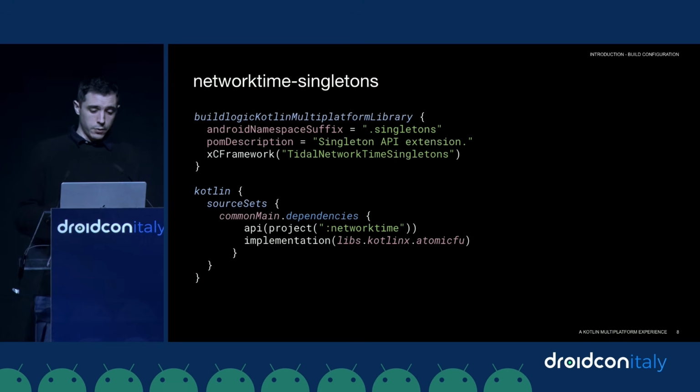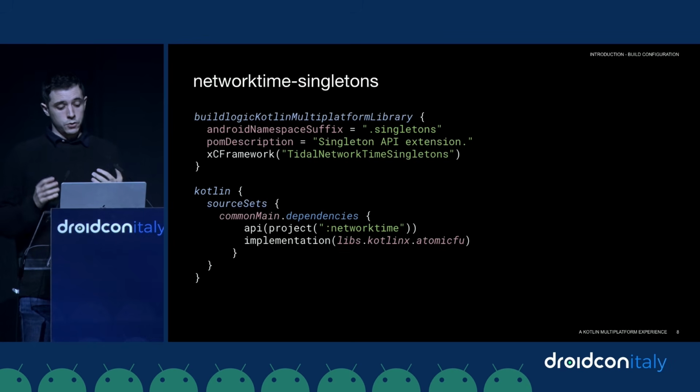We can also see that on top of adding the core library, for obvious reasons, we have also declared a dependency on a Kotlin Multiplatform library called Atomic Foo. Atomic Foo, fortunately, supports all of the targets that networktime singletons does. So this is all we need to do.